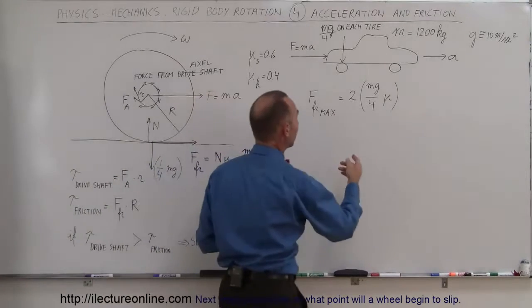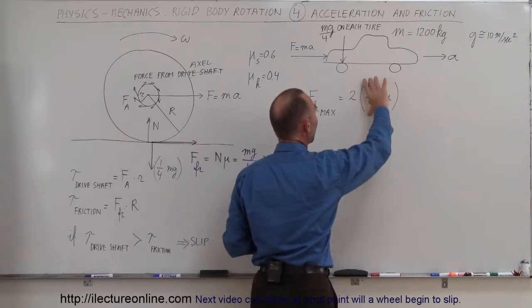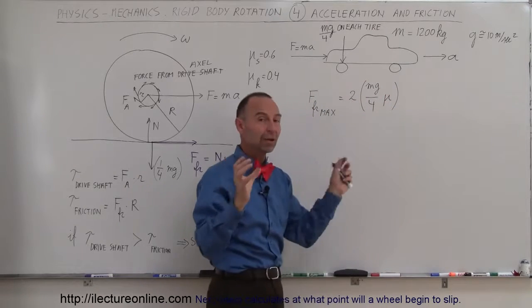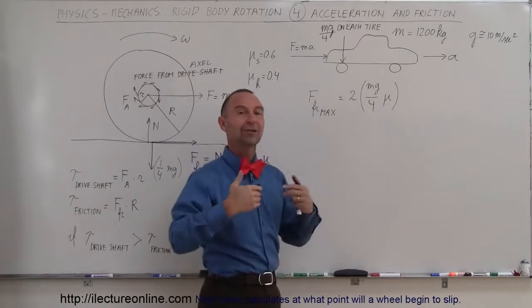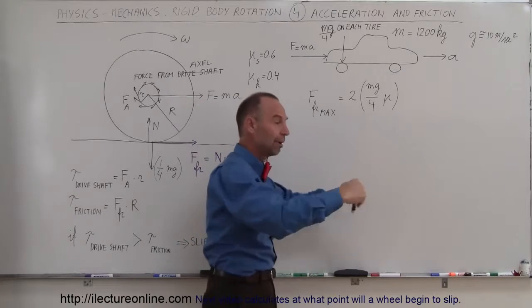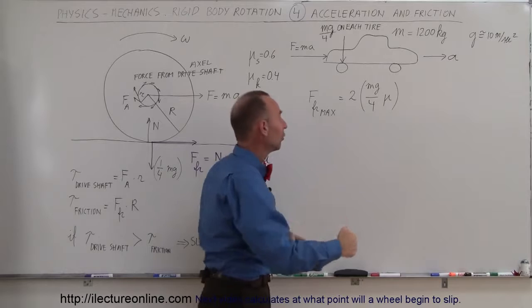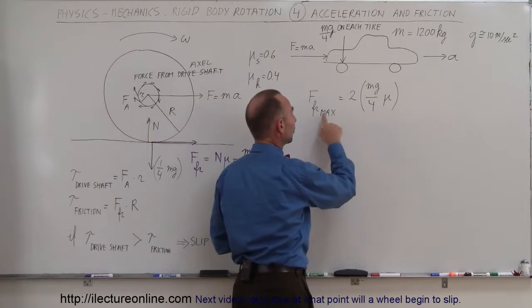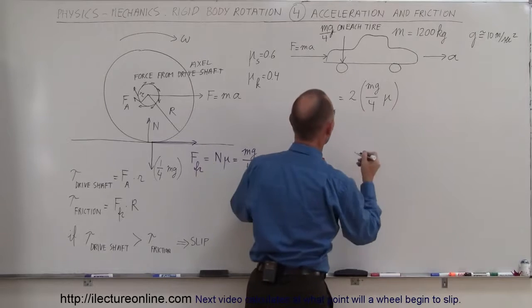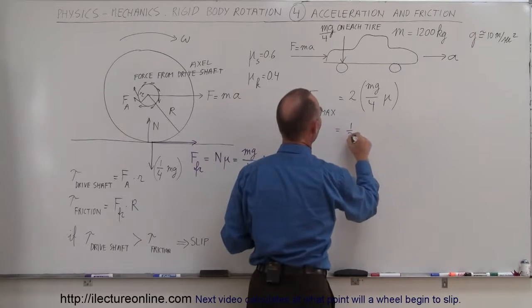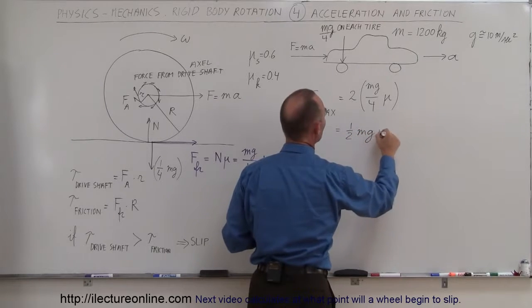Well, the maximum friction would be 2 times a quarter the mass times mu, because now we have 2 tires, one on each side. Let's say it's a rear wheel drive, and so the car is being pushed forward by the 2 rear tires. So the total maximum force due to friction is twice a quarter the weight of the car times mu. In this case, that would be equal to 1/2 mg mu.